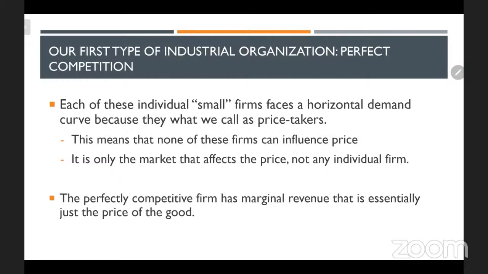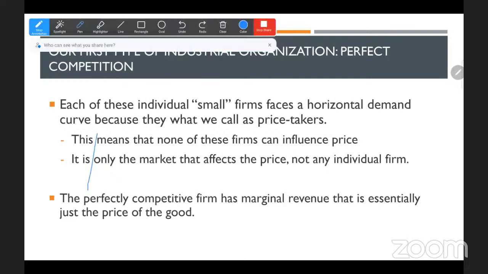So as if firms are small, meaning they can't affect the price, then this is one condition of the perfectly competitive industrial organization that is satisfied. So when the firm is a price taker, the perfectly competitive firm has marginal revenue that is essentially just the price of the good. So balikan natin yung question, what do you mean by marginal revenue? All right, what does that mean?